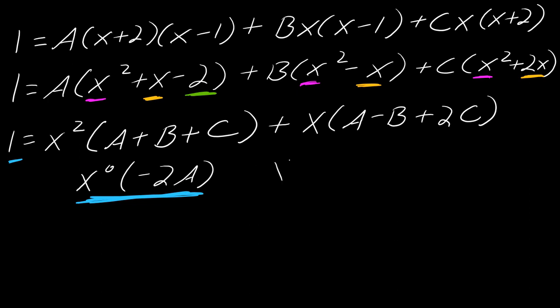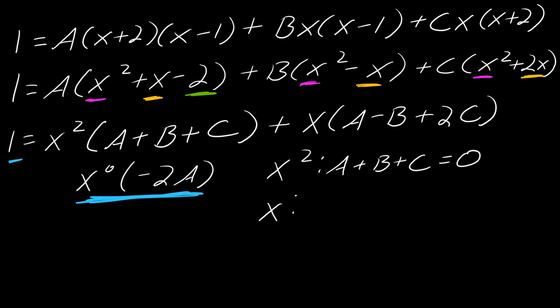So for my x squared terms, what I'm going to do is I've got this a, b, and c, a, b, and c. So I'm going to set that equal to whatever the coefficient for the x squared term is on this side. And there is no x squared on this side, right? So that's going to be a 0.